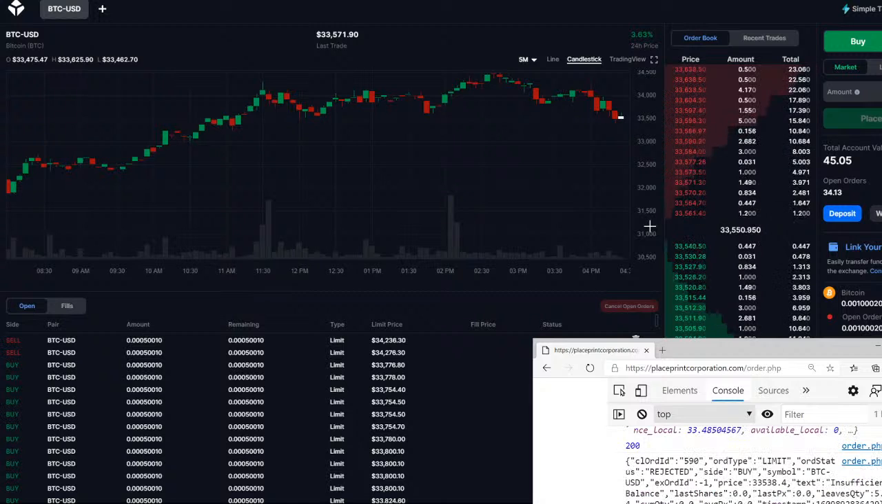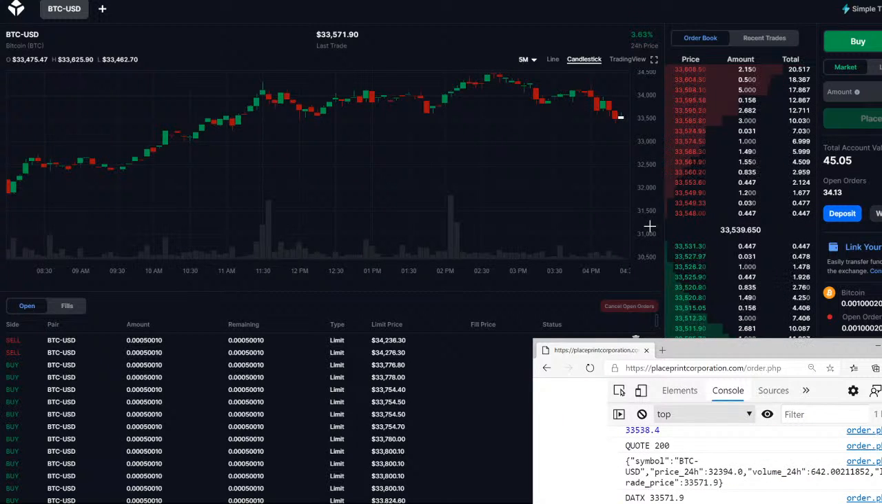Our account balance is at 4505. This is a small balance, but we're just testing it. If it's a good algo, it's going to be fine. And again, if people want to add money to it, they have the address. They can add to it.